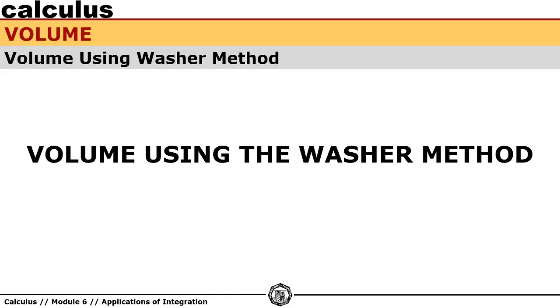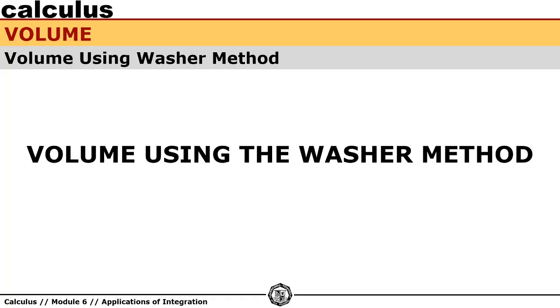We've talked about volume by cross sections, we've talked about volume using the disk method, and the final method is this washer method, which essentially is an advanced version of the disk method, where the cross-sectional shape that we're looking at is a washer, which is the type you would buy at a hardware store that would go with a nut and a bolt.